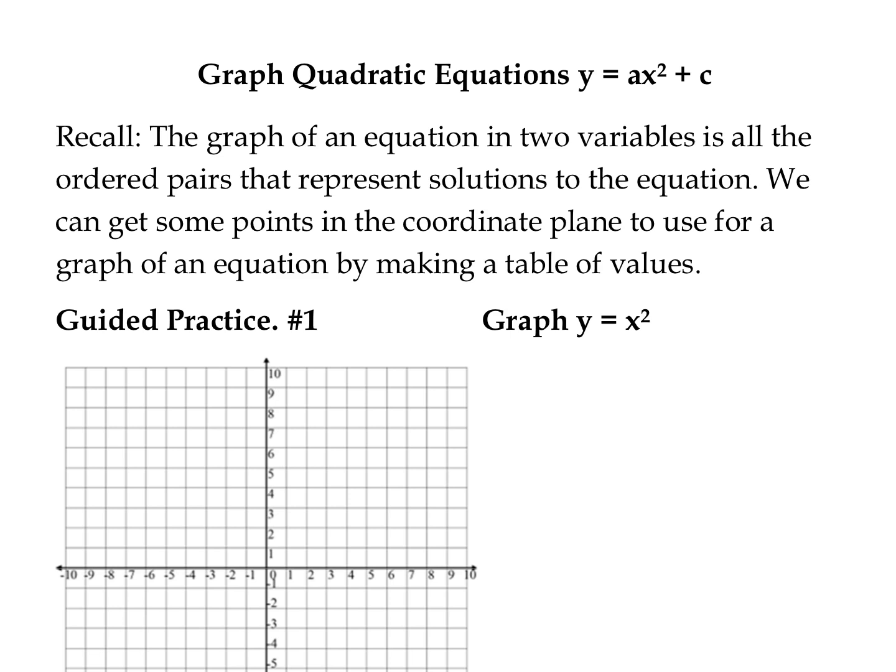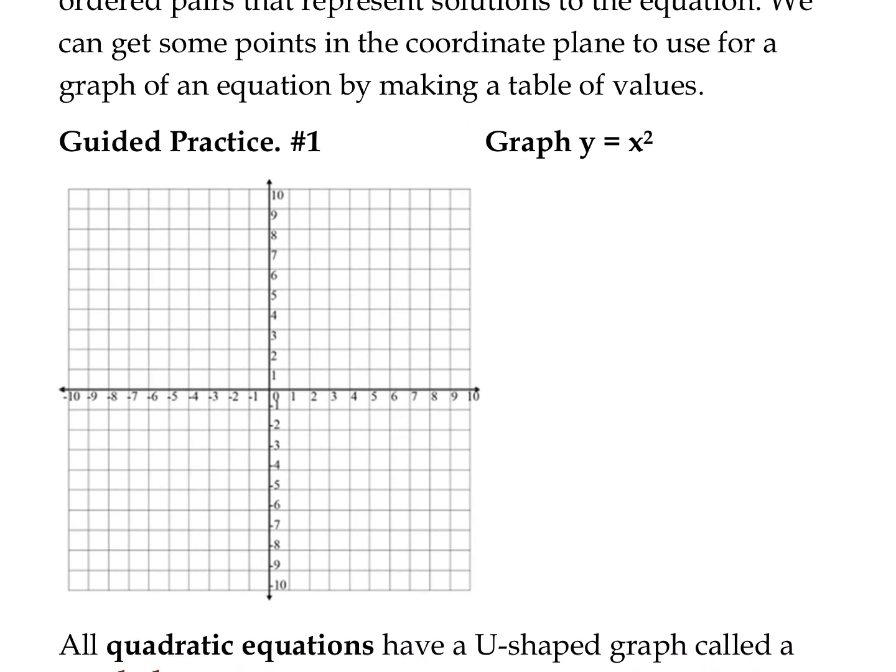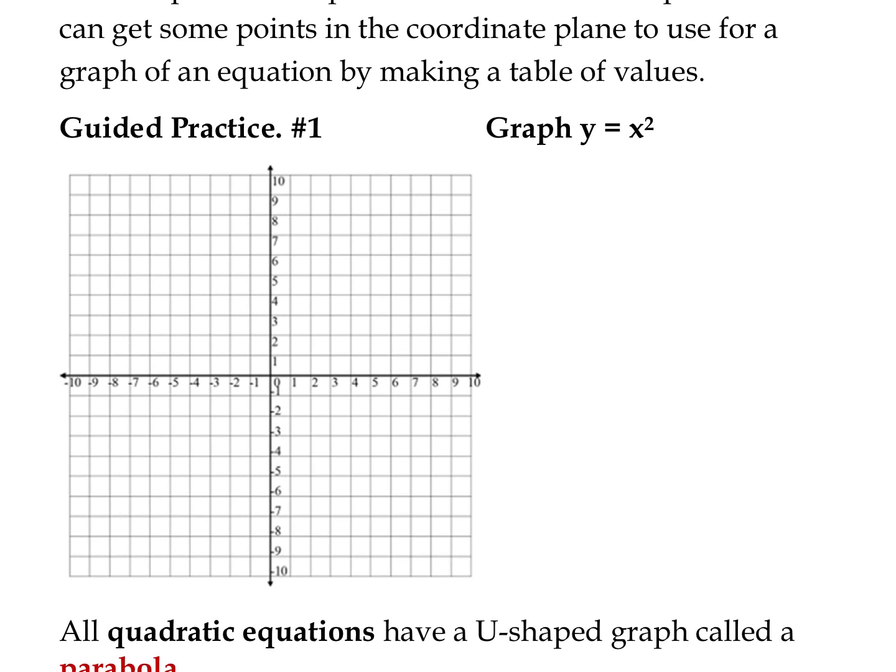We're going to start with y equals x squared, which is the parent graph of the quadratic functions. There's nothing in front of the x squared except a 1. There's no b or c value. So we can make a table of values for this so that we'll be able to graph it. So we're going to have x values we'll plug in, y values we'll get out.